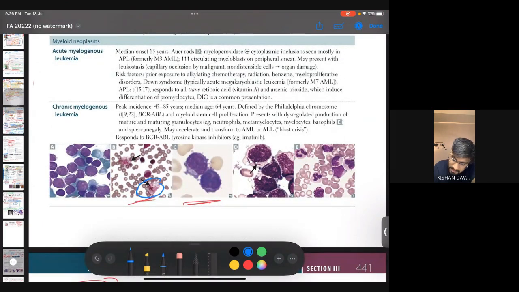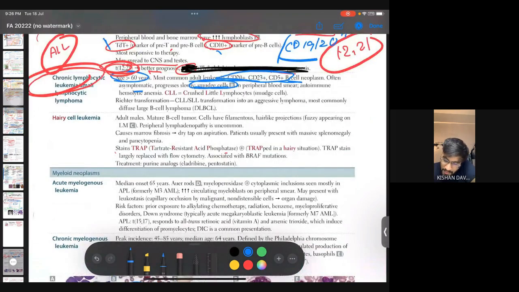These are the smudge cells. Images are very important here. The same image will be asked in UWorld so many times, and on NBME everywhere. So just make sure you know how smudge cells look. What is also important is that there is a Richter transformation over here, and this line is important.